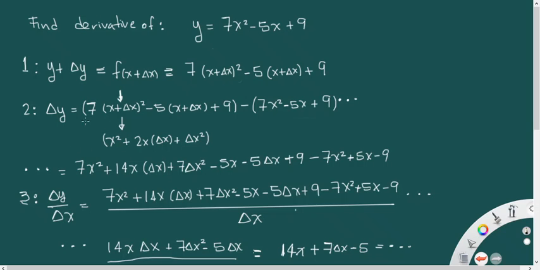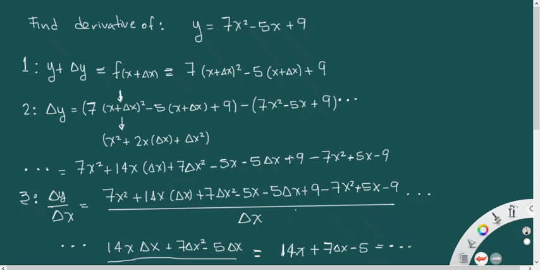Then if we multiply 7 times x squared, we get 7x squared plus 7 times 2x delta x. This is 14x delta x. And 7 times delta x squared is 7 delta x squared. And if we multiply minus 5 times x, this is minus 5x. Minus times plus, this is minus 5 delta x. And this independent term will remain the same.